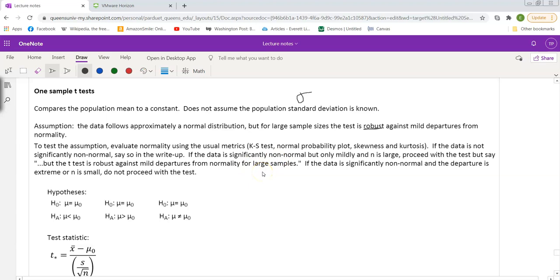The question you may be asking is, well, how non-normal is non-normal? And the reality is that is a judgment call. I would say the larger the sample size, the more tolerant I would be of non-normality.